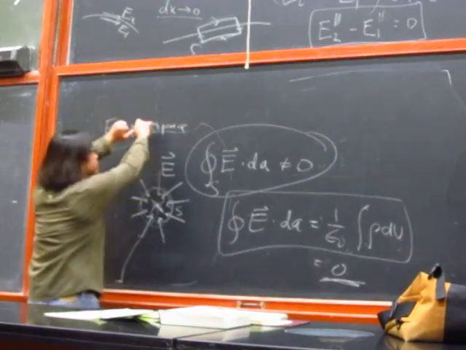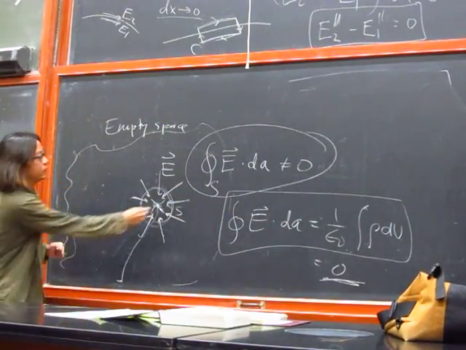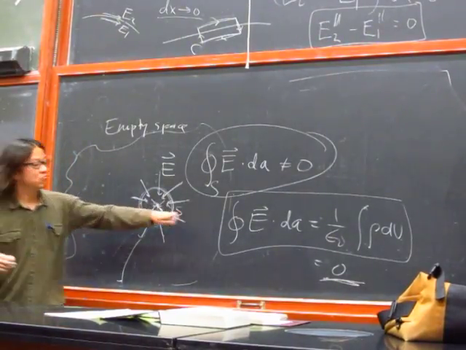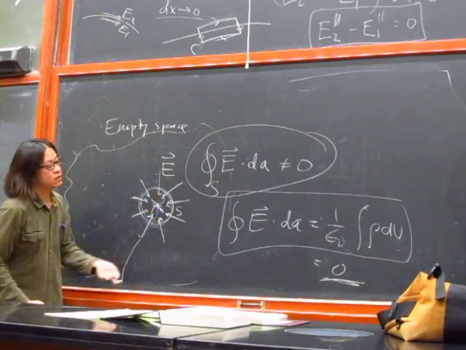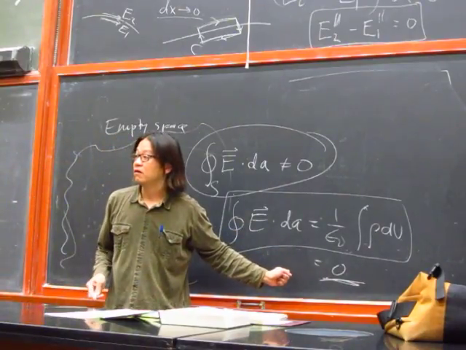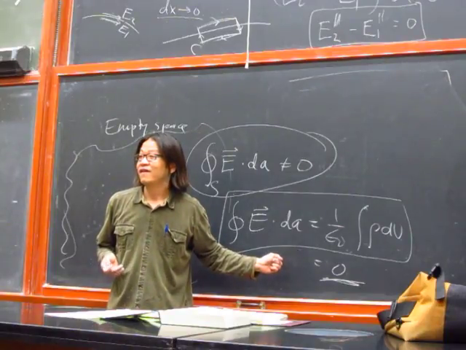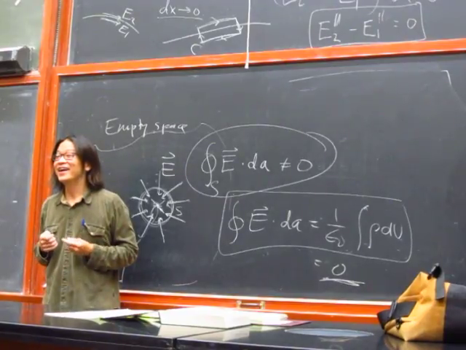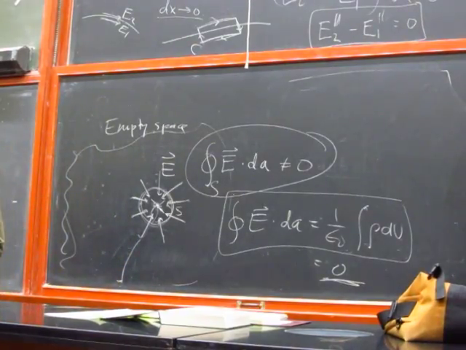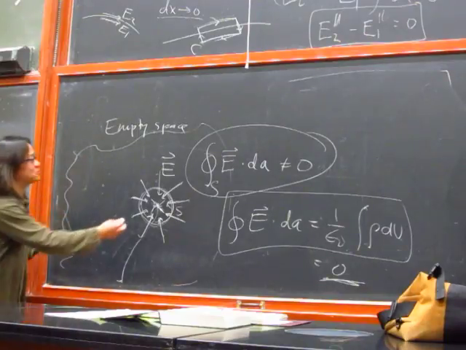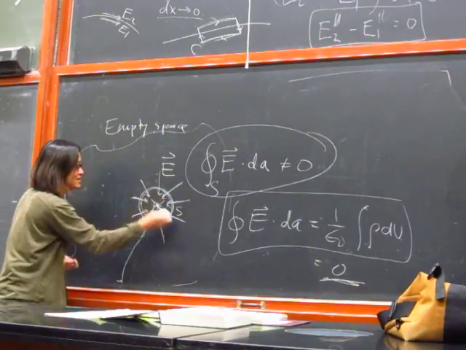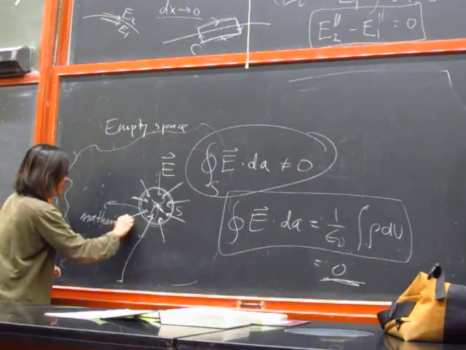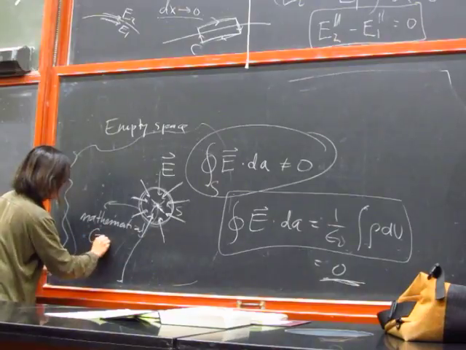In free space, you can have your charges everywhere else. But if I just consider a volume with no charge inside, then if all the electric field is pointing inward, you have a violation of Gauss's law. Isn't free space technically not a closed surface? No, if I have a free space, this is just a mathematical Gaussian surface.